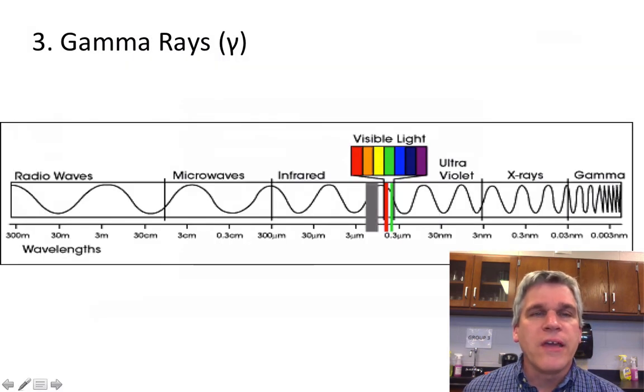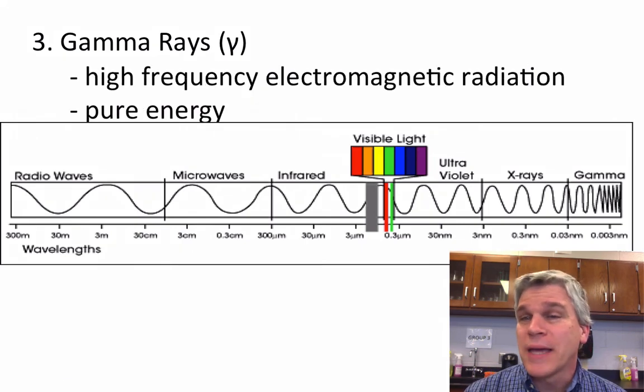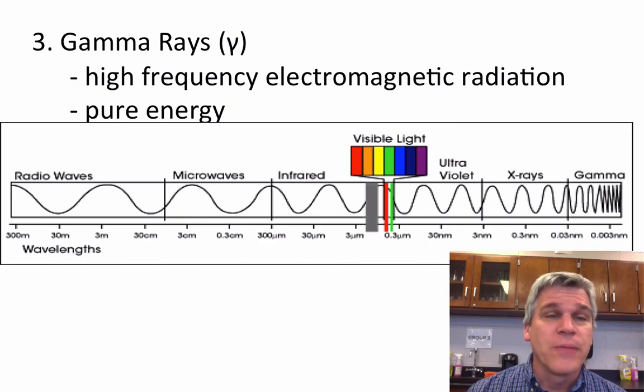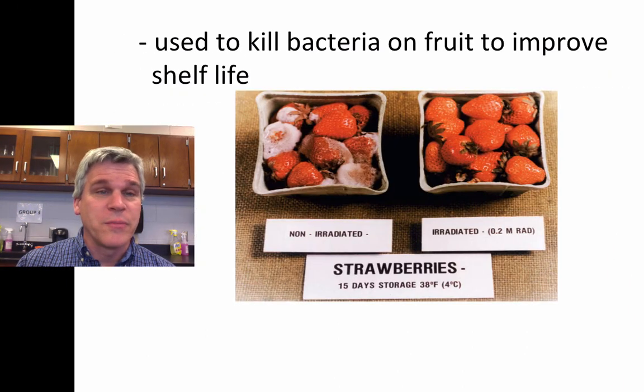The last type of radiation is gamma rays. Gamma rays are high-frequency electromagnetic radiation. We'll talk more about electromagnetic waves in another unit. And this is pure energy, so it's not losing any mass at all, and we're not changing the number of protons or neutrons. And gamma rays, because of the amount of energy that they have, are able to pass through lots of different types of materials.